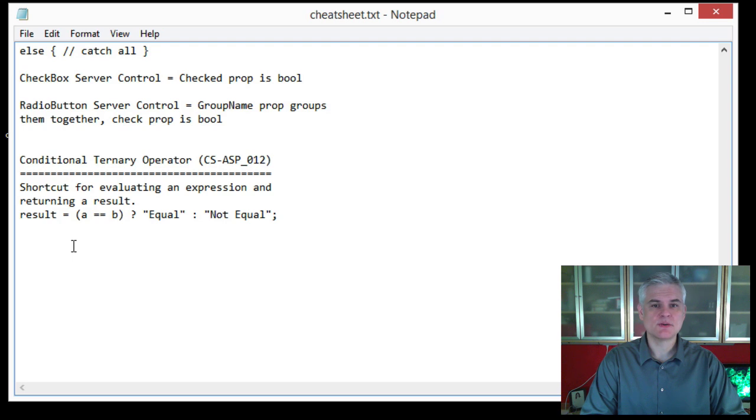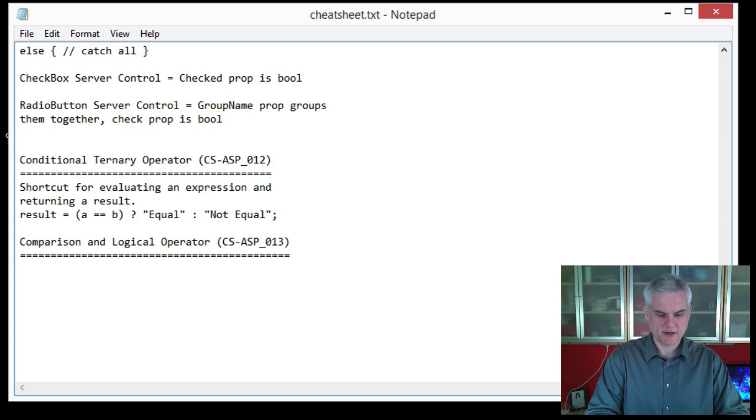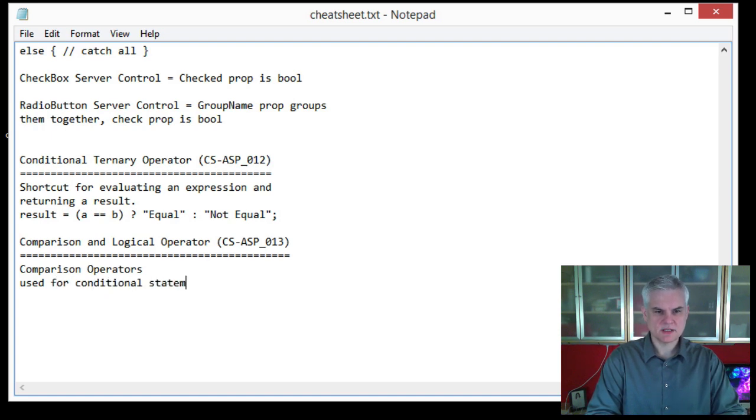This is the cheat sheet review for the comparison and logical operator lesson, which is CS-ASP_013. And we obviously talked about, first of all, comparison operators. Those are used for conditional statements.